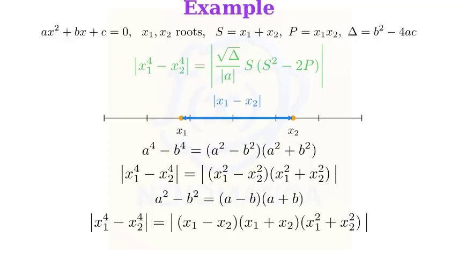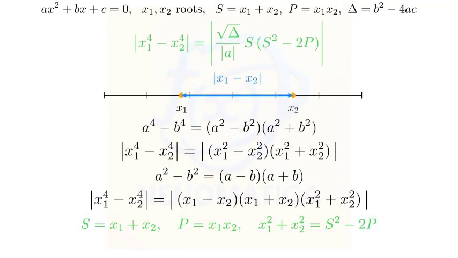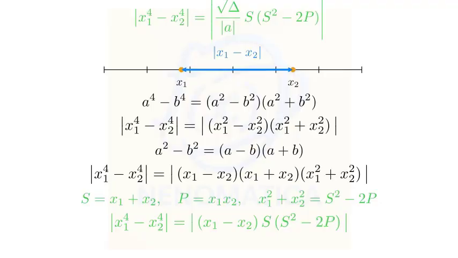Step 3. Replace symmetric parts. We already set s equals x sub 1 plus x sub 2, and p equals x sub 1 times x sub 2. Also, x sub 1 squared plus x sub 2 squared equals s squared minus 2p. Substituting gives the absolute value of x sub 1 minus x sub 2 times s times the quantity s squared minus 2p.